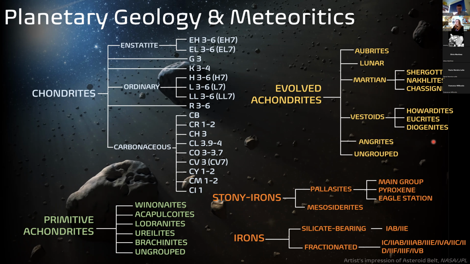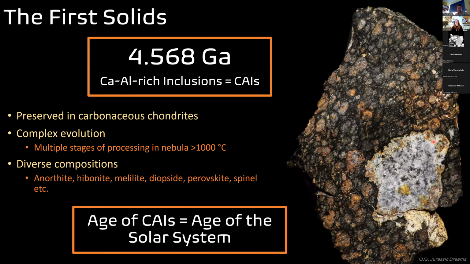So like I said, meteorites record the very first solids. So some meteorites include these big white fluffy things here. These are calcium aluminium rich inclusions. We call them CAIs. So these are preserved in carbonaceous chondrites and record a really, really complex evolution. These are multiple stages of processing, really high temperatures, and they're composed of a lot of different minerals, including anorthite, which is a type of feldspar, through to melilite, diopside, which is a type of pyroxene, and spinels.